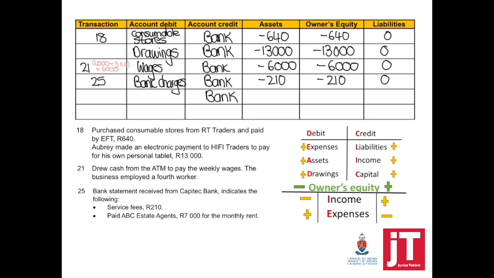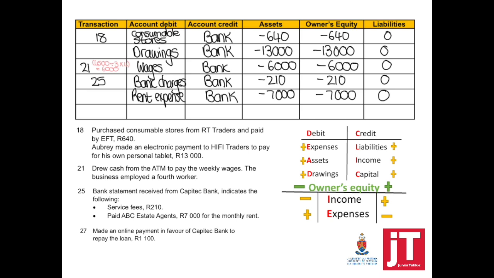On the same day, account credit, bank, we paid for ABC estate agent. That doesn't go in your accounting equation. Why did we pay them? Because of rent expense. Assets minus 7,000, owner's equity minus 7,000, and nothing happened with your liabilities.